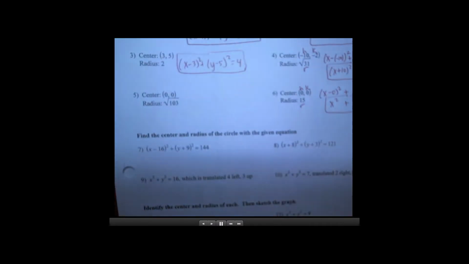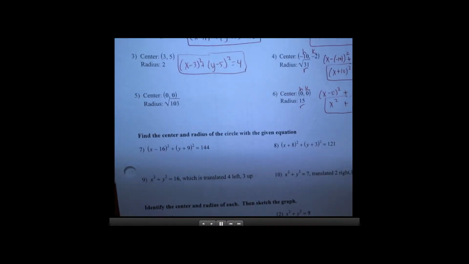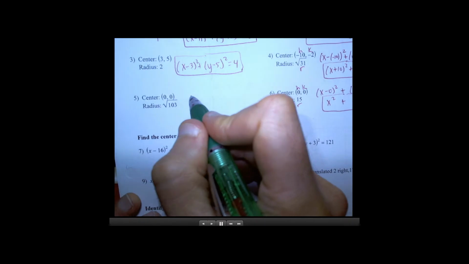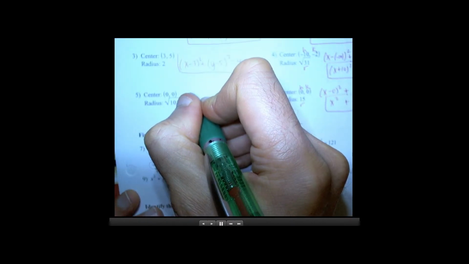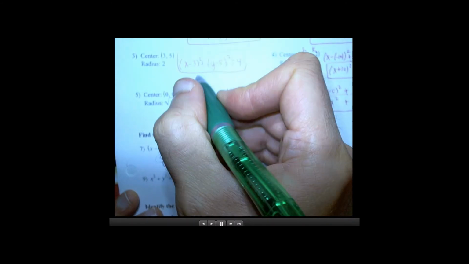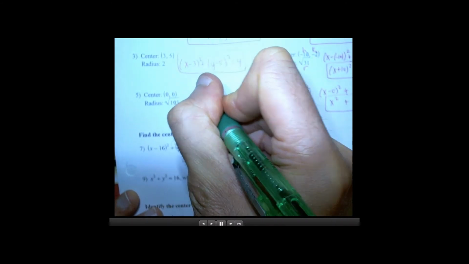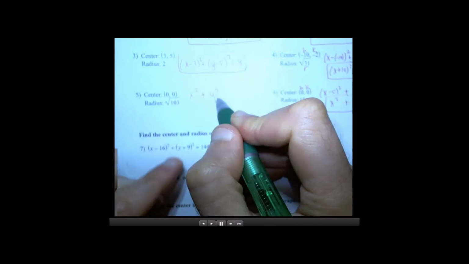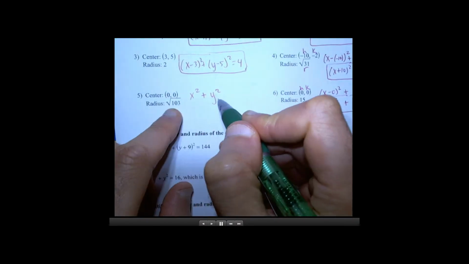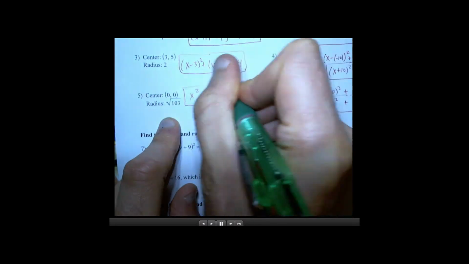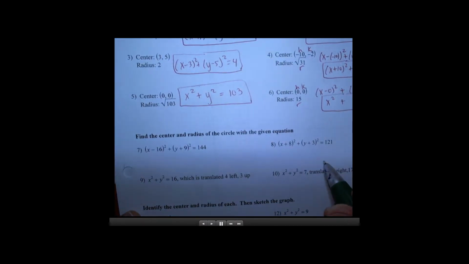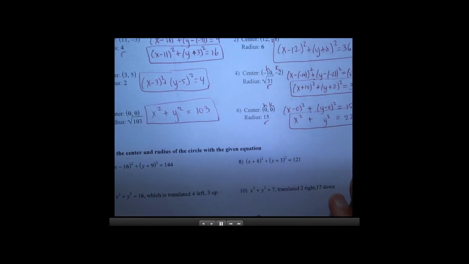And finally, number 5. Yes, Renz, what did you get for this one? X squared plus y squared equals 103. Okay, x squared plus y squared, because there's nothing here to take away. And then we square this, and we're going to get just 103. All right, very good. Any questions on how to write the equation of a circle?